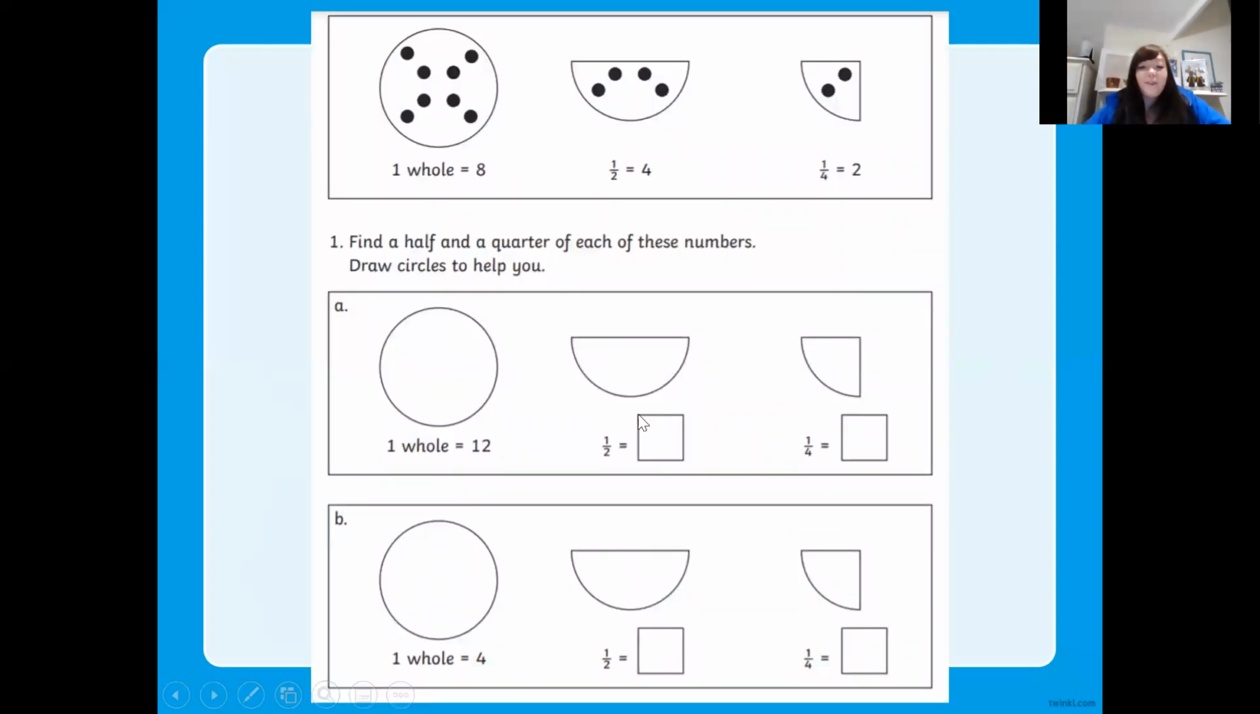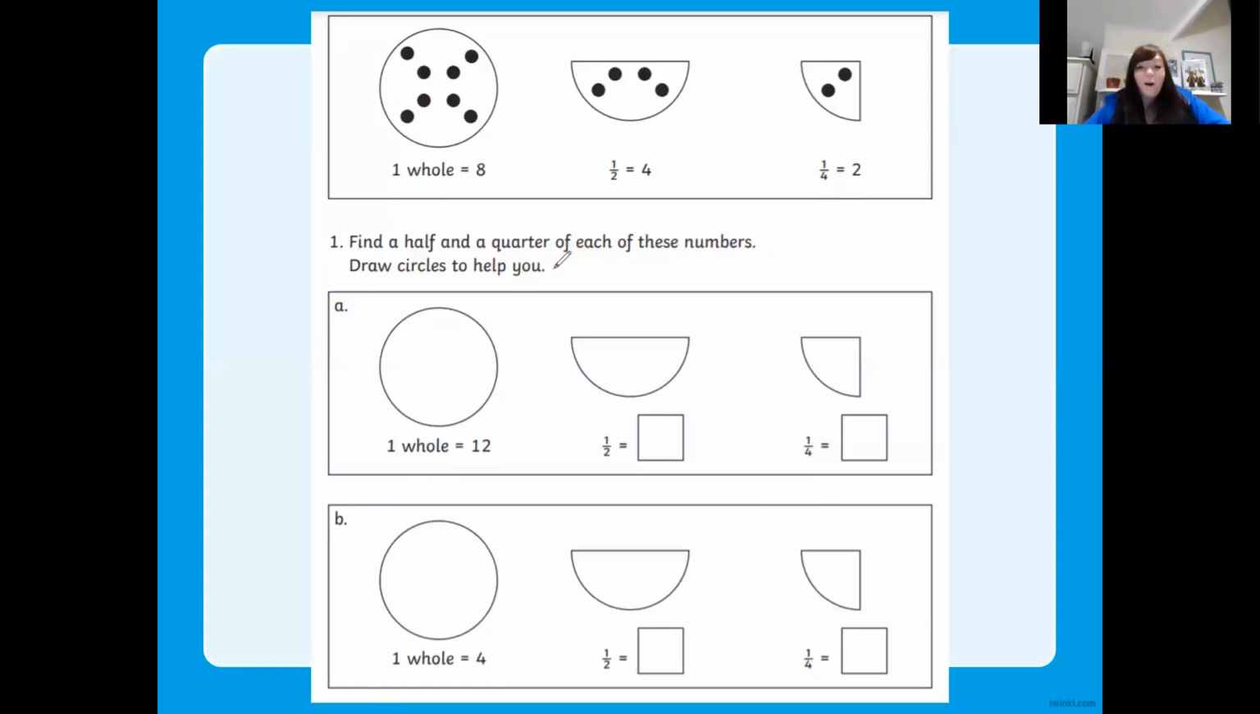Pause the video now and see if you can have a go at finding 1/2 of 12 and 1/4 of 12. And then B, 1/2 of 4 and 1/4 of 4. Here they've given the example of drawing out dots and halving them and quartering them, but you could do pictures, or you can do 12 divided by 2 and use your times tables to help you. So pause the video now and have a go at those questions for me.